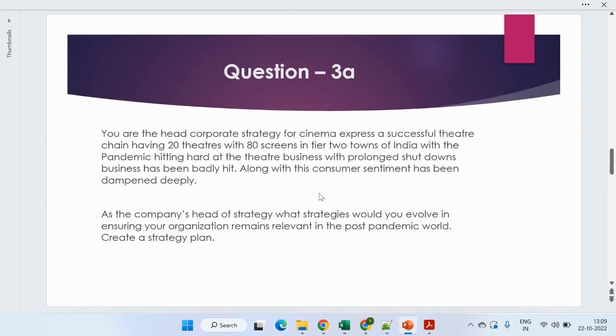Now going to the third question, again we are talking about a strategy. You are the head of corporate strategy for Cinema Express, a successful theater chain having 20 theaters and 80 screens in tier 2 towns of India. With the pandemic hitting the theater business hard, with prolonged shutdowns, business has been badly impacted. Customer sentiment has also been deeply dampened. As the head of strategy, what strategies would you evolve so that your organization remains relevant in the post pandemic world?